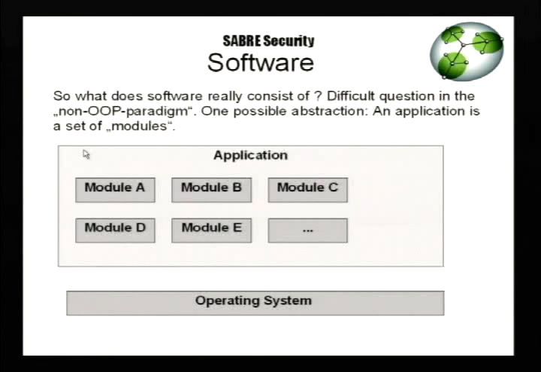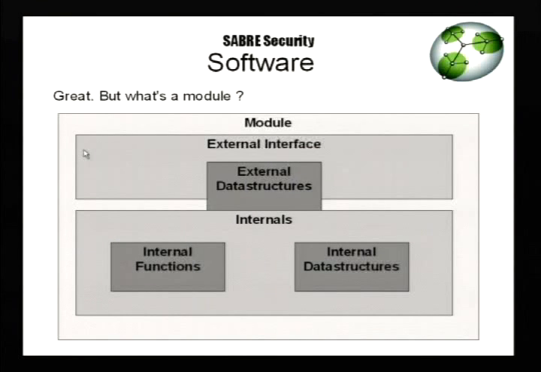So an application consists of a bunch of modules. And each module has a structure in itself, because a module is usually designed so that you have an external interface, functions in that module that you can call, and then you have the internal functions, which are then called from the external interface. You have external data structures, meaning data structures which the module uses to interact with the outer world, and you have internal data structures.